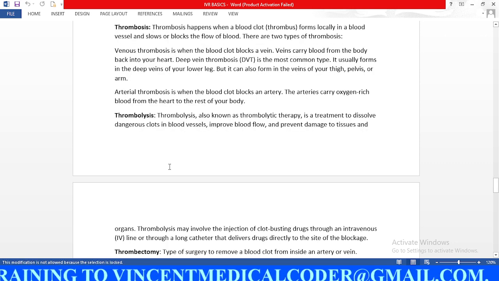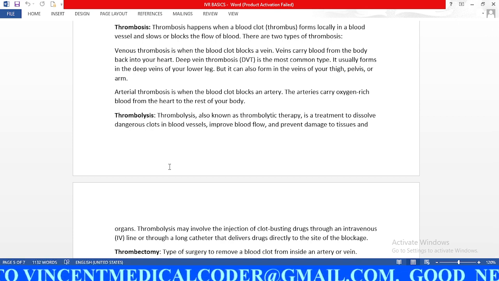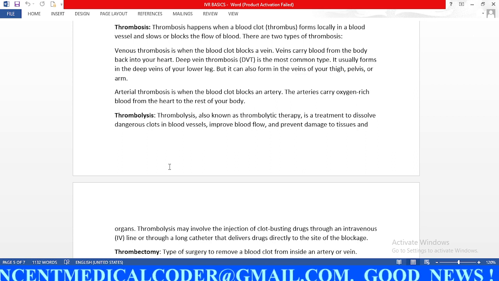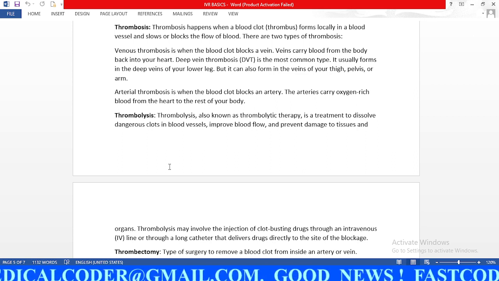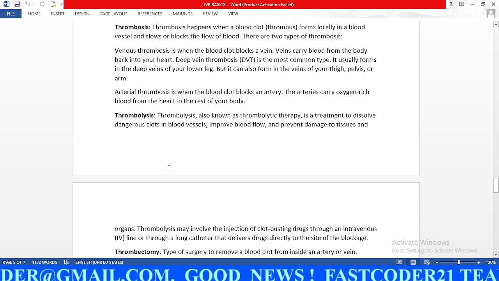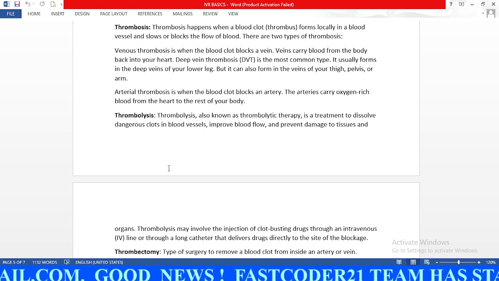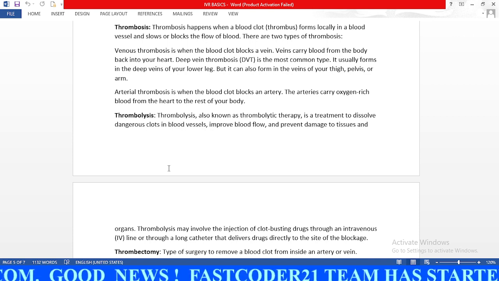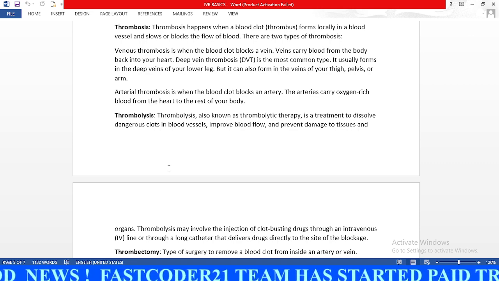Next one, thrombosis. Thrombosis happens when a blood clot, a thrombus, forms locally in a blood vessel and blocks the flow of blood. There are two types of thrombosis: venous thrombosis and arterial thrombosis. If there is a thrombosis in a vein, we call it venous thrombosis. If the thrombosis is in an artery, we call it arterial thrombosis.